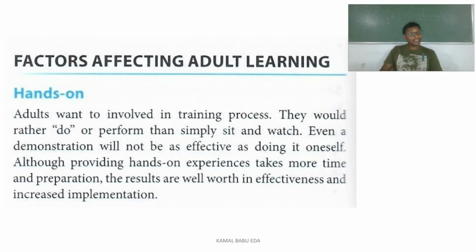So what are the factors that affect adult learning? The first one is hands-on. Adults always want to be involved in the training process. They would rather do or perform than simply sit and watch. Even a demonstration will not be as effective as doing it oneself. Adults always want to be involved in the training process.